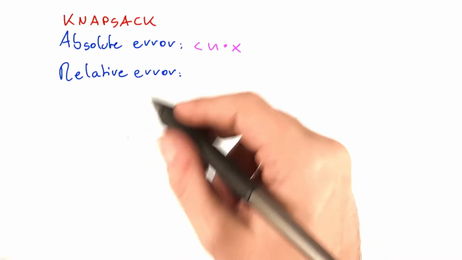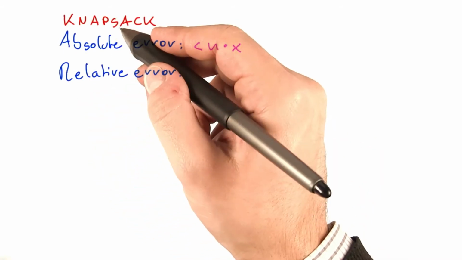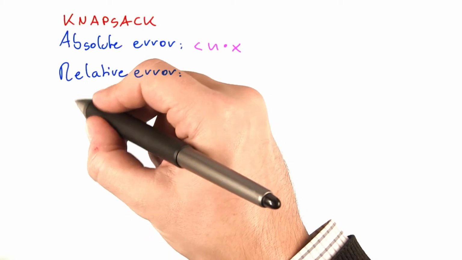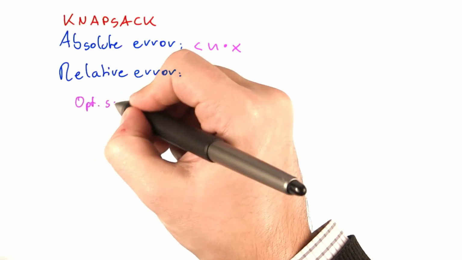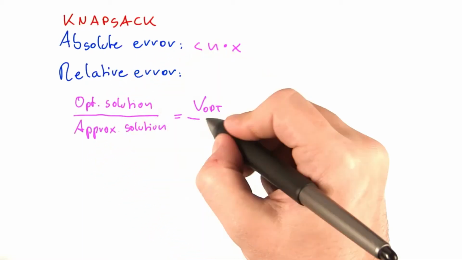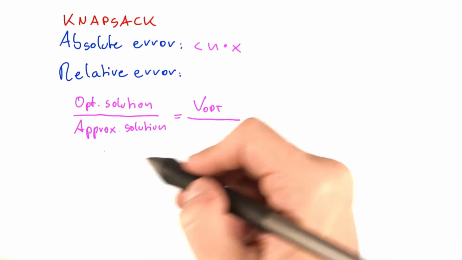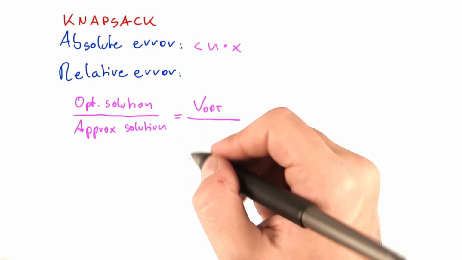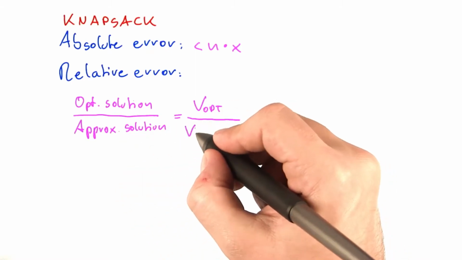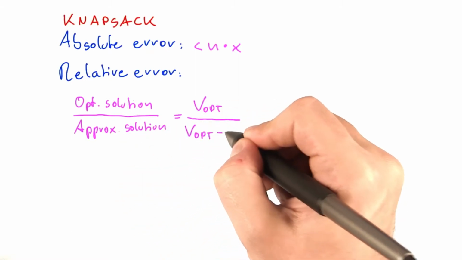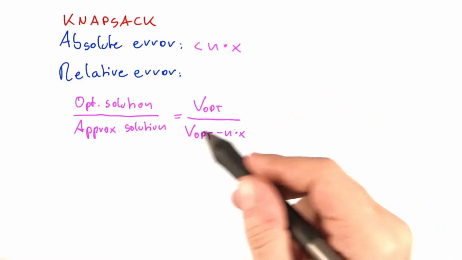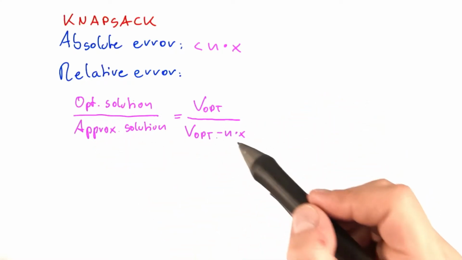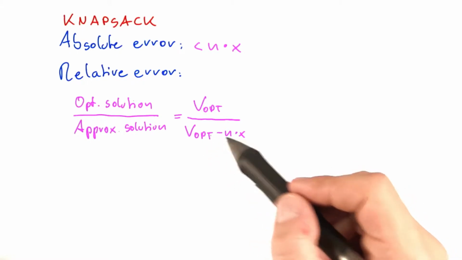So now let's figure out the relative error here. And the relative error, since knapsack is a maximization problem, is of course the value of an optimum solution divided by the value of an approximate solution. So let's just call the value of the optimum solution v opt, and opt stands for optimal here. And in that case, we can write the approximate solution as v opt minus n times x. Now this is not the precise value of the approximate solution, but it's a bound for the approximate solution. So we know it cannot get any worse than that.